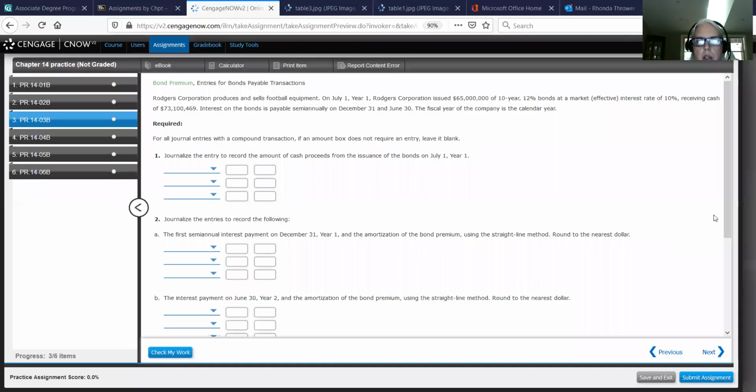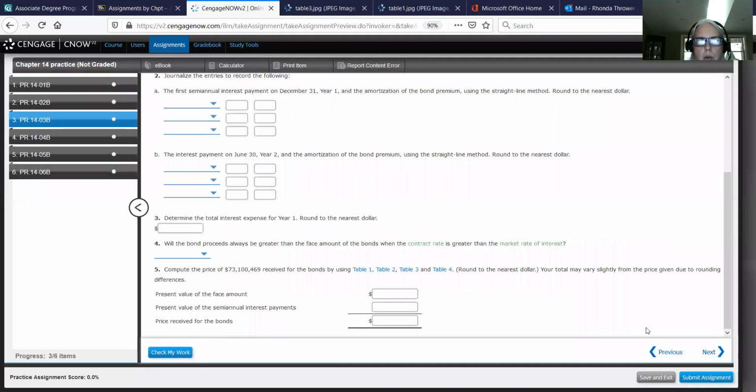I'm going to stop sharing this. And I'm going to go to Cengage. I'm going to share this with you. And we're really down here at our tables. Since we're looking for the present value, the face amount, that's the lump sum table. The lump sum tables were table 1 and table 2. I don't know why they gave you table 2, because you don't need it. You just need table 1.